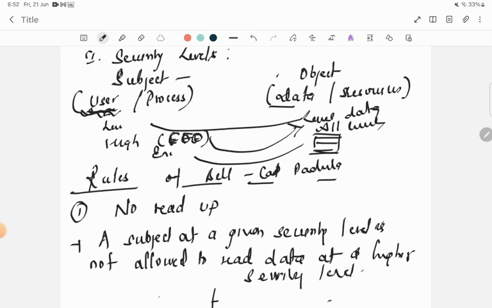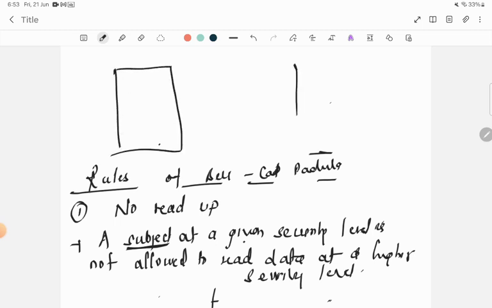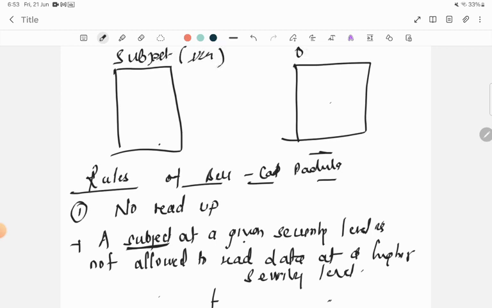So let me talk about the security level and then the meaning of this rule. What is the security level for the people or the subject? Subject means it can be a user or a process. Let us take an example. This is the subject, which can be a user, and this is the object, which is data. Let's see the levels. The user can be a CEO level person, a manager level person, or an employee level person.